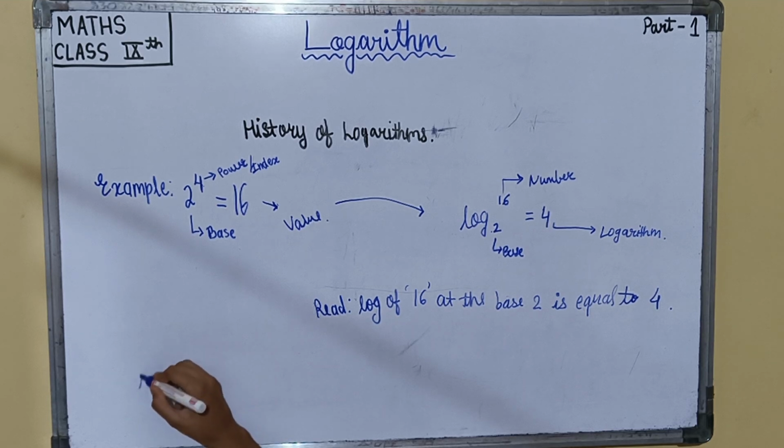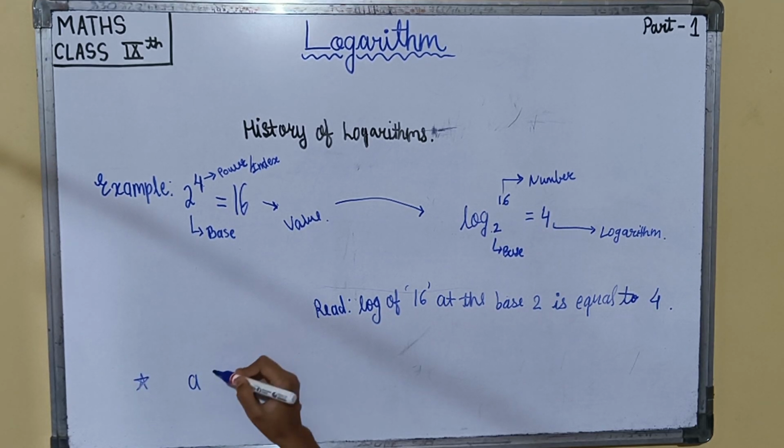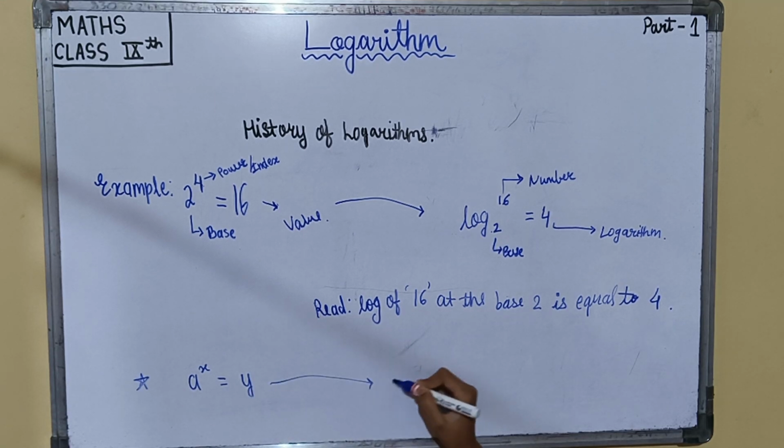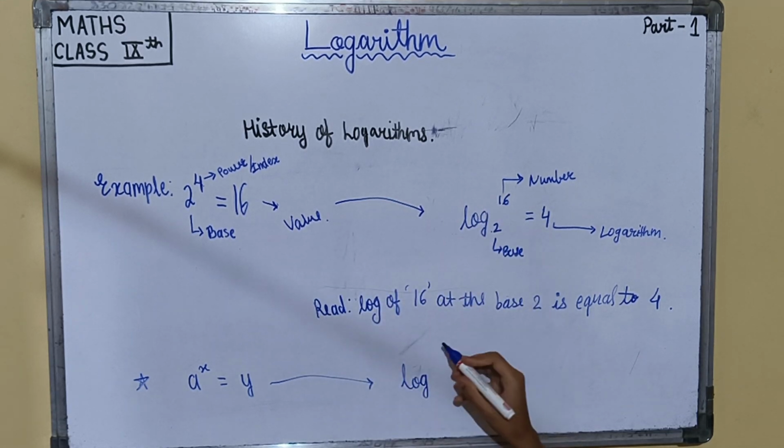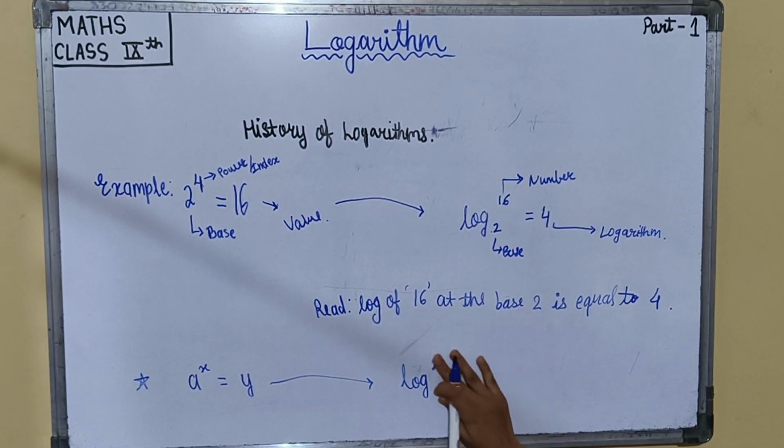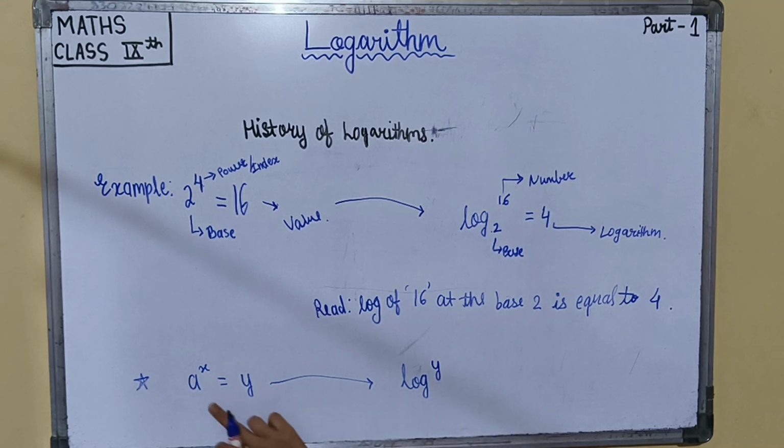Like one more variable example, if we take a raised to x is equal to y, we can write this as log of y at the base a is equal to x. Here y is the number. The base is the same. X is the power, which we call logarithm in log. Like this way, right? And we will read it as log of y at the base a is equal to x.